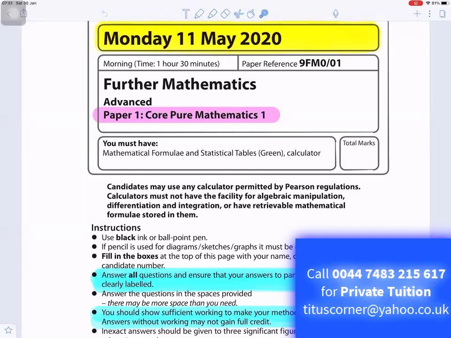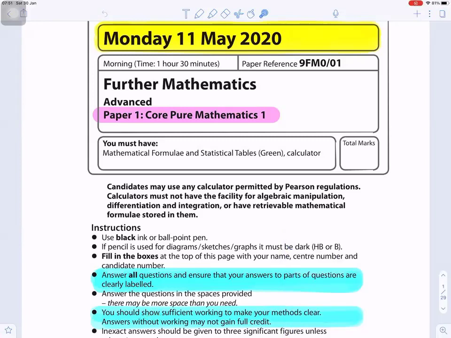Core Pure Mathematics 1, Paper 1, Monday, 11th May 2020. Further Mathematics 9FM0. Answer all questions and ensure that your answers to parts of questions are clearly labeled. You should show sufficient working to make sure your methods are clear. Answers without working may not gain full credit.